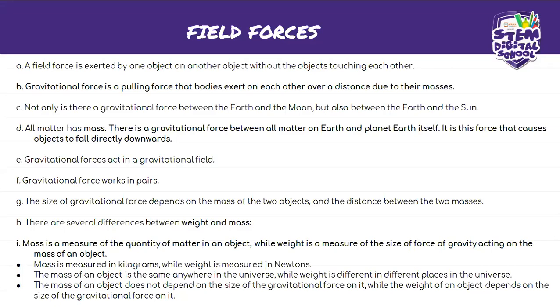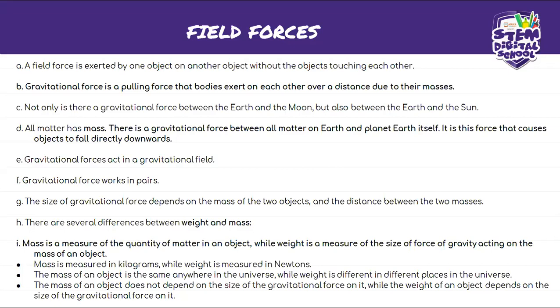So I repeat point D, all matter has what? Mass. There is a gravitational force between all matter on Earth and planet Earth itself. It is this force that causes objects to fall directly downwards. So if you are asked, hey, why is it that when you throw an object up, it comes down? You can simply say it is the Earth's force or the force of gravity that pulls or that causes objects to fall directly downwards. Okay.